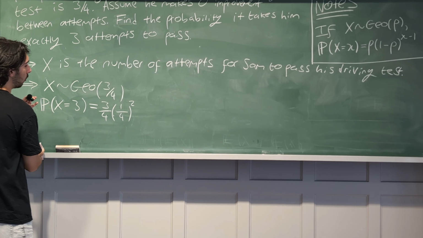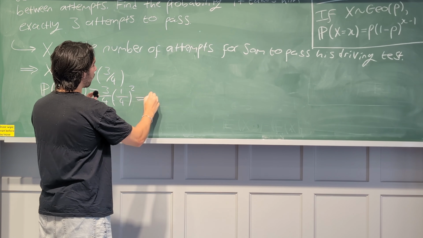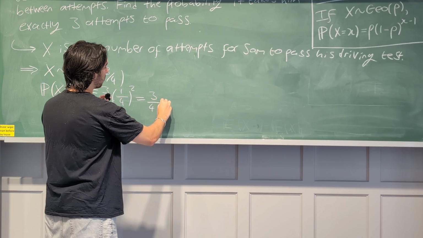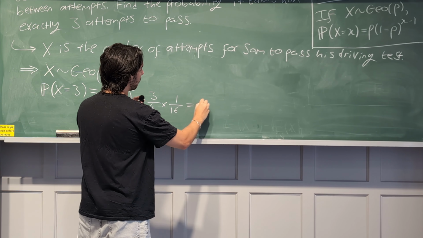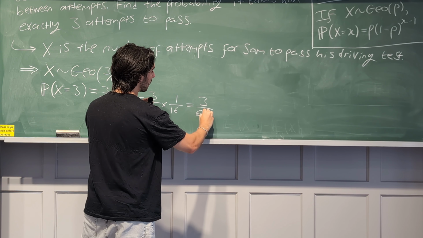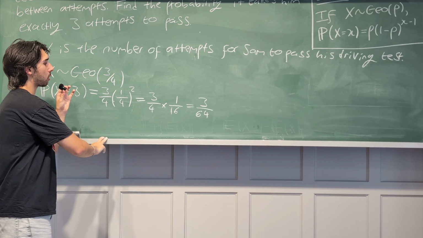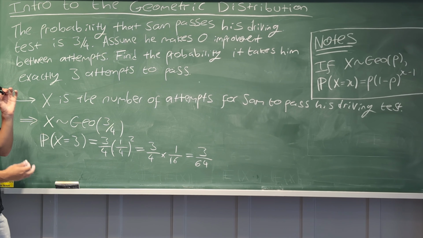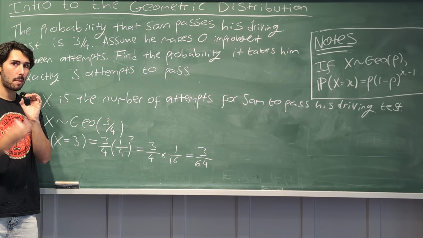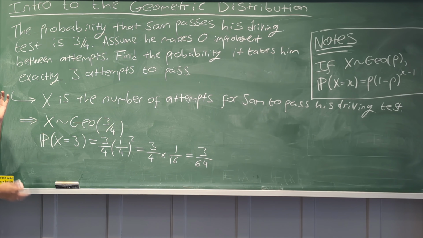Okay, and then we just work out what this is. So 3 over 4 times a quarter squared, that's a 16th. This ends up then being 3 over 64. So that's saying that there's a 3 out of 64 probability that it takes him exactly 3 attempts to pass his test, okay? That's how you use this.